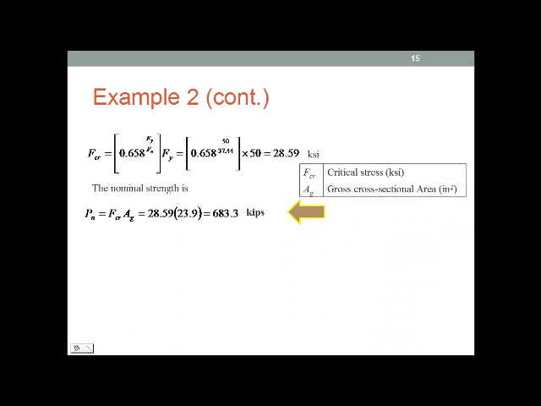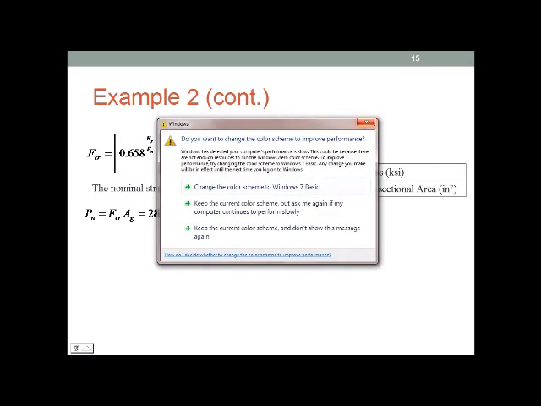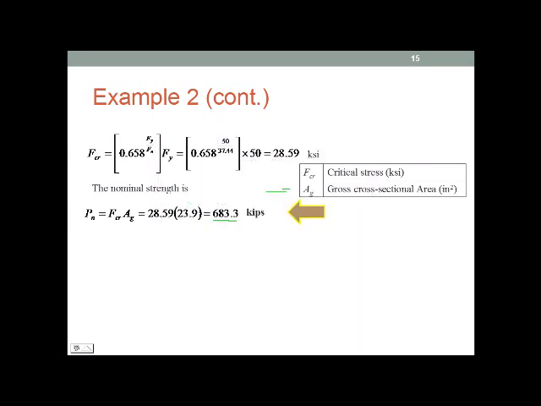Now we are ready to calculate the nominal strength, Pn. Pn equals Fcr times Ag. Now if you substitute for the unknowns, you'll get Pn of 683.3. Again, Ag is the gross cross-sectional area of the member.